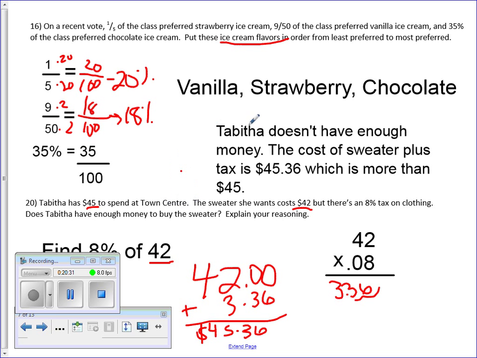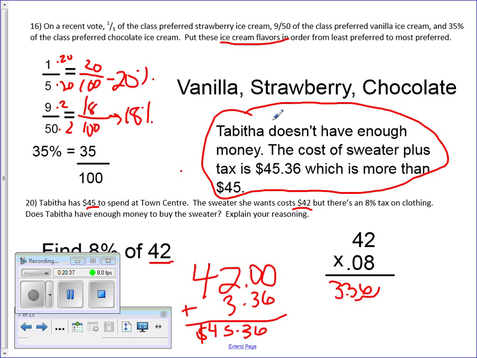So, to answer the question in words, right here would be an appropriate answer. Tabitha doesn't have enough money. The cost of the sweater plus taxes, $45.36, which is more than $45. I would have accepted several other answers. However, I took off points if you found 8% of 45 or if you had some miscalculations in here.